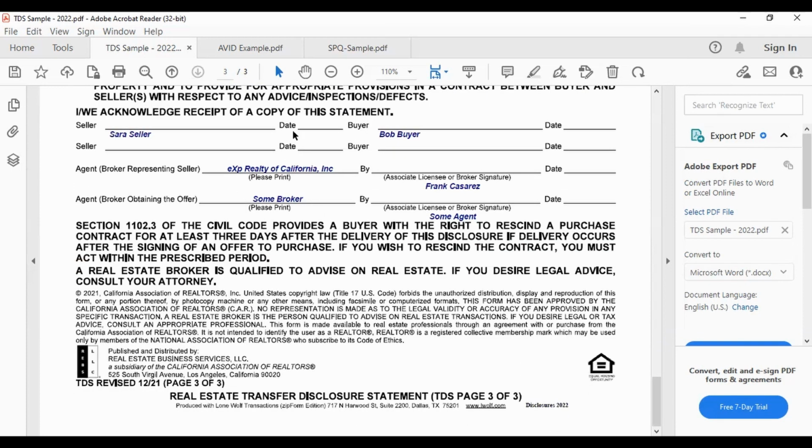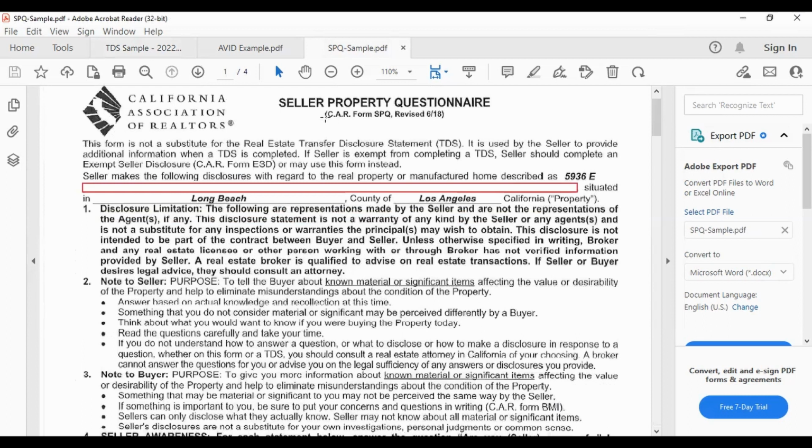The next document that ties into this document is the SPQ, the Seller Property Questionnaire. Now, this comes into play: if the TDS is brought into the fold, the SPQ should be brought into the fold as well.